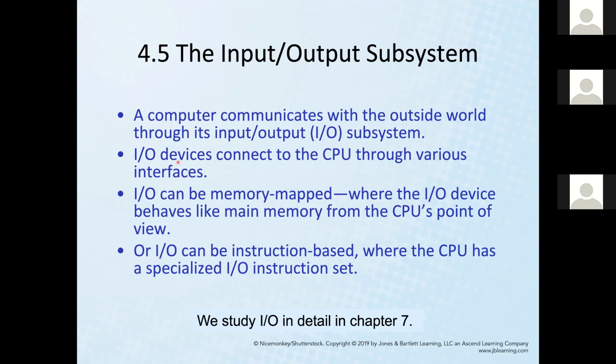And the IO has to be mapped. Somehow the processor needs to know which IO it's dealing with. Is it a printer? Is it a microphone? Is it a touch screen? What is this IO? Each IO has an address. So there are two ways to communicate with IO. The first way is memory mapped, where all the IO devices behave like main memory.